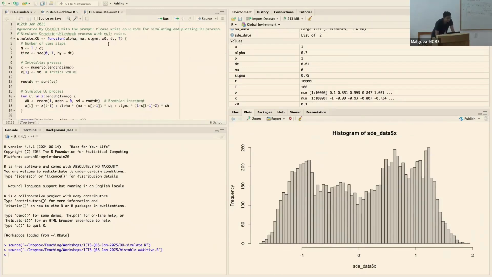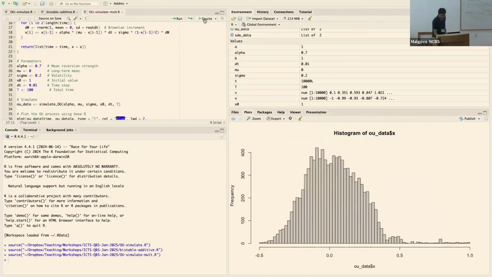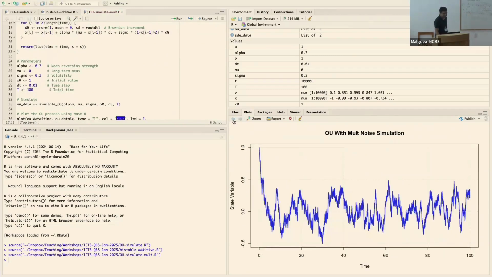Now in the third code, I made the edits here. I took the code that it generated for the OU process, and then I multiplied the noise term with this 1 minus x squared term. Now there is a parameter called sigma here. Let us now do 0.2, which is a small value of sigma. Let us simulate. So this is on the expected lines.